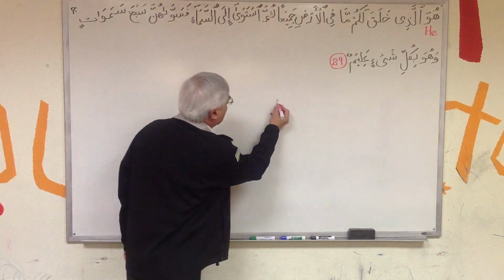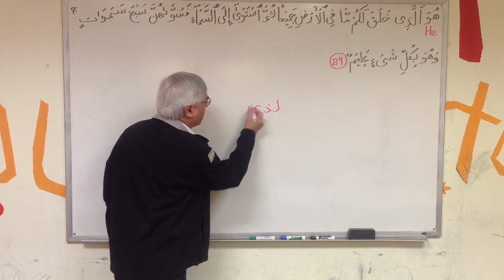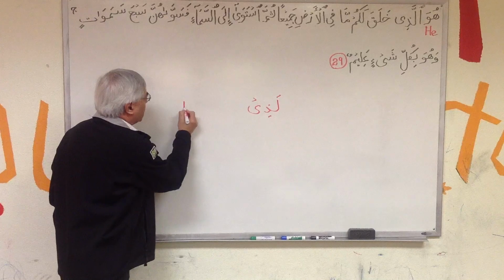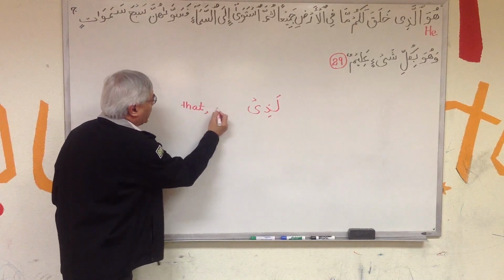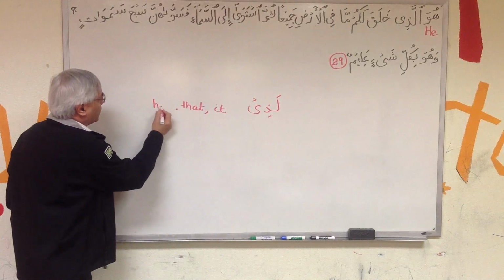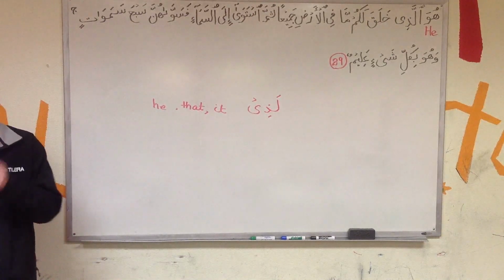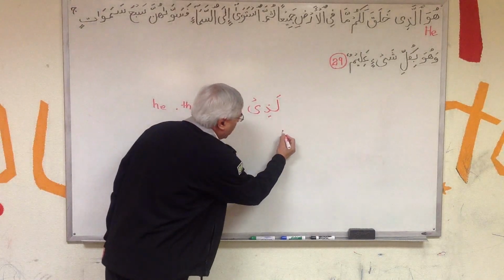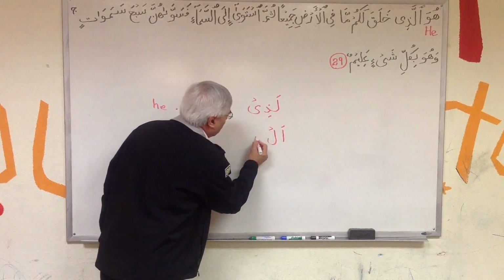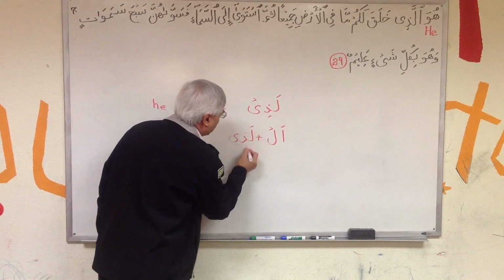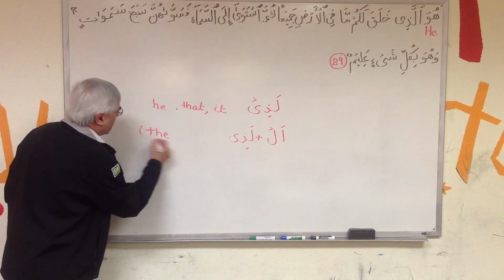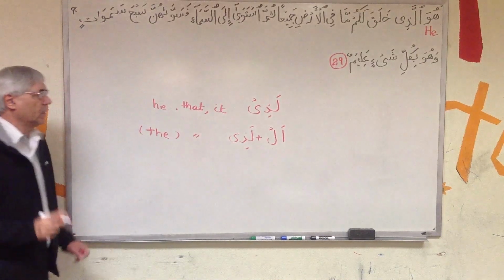Alladhi starts with this basic letter, three letters combined this way, Ladhi. Ladhi means that, or it, and also he. It is used in different meanings in the Quran depending on how it is being used. And we also know that if you put an al before ladhi, this brings the meaning of the. The, and then the remaining meanings are the same, he, that, or it.